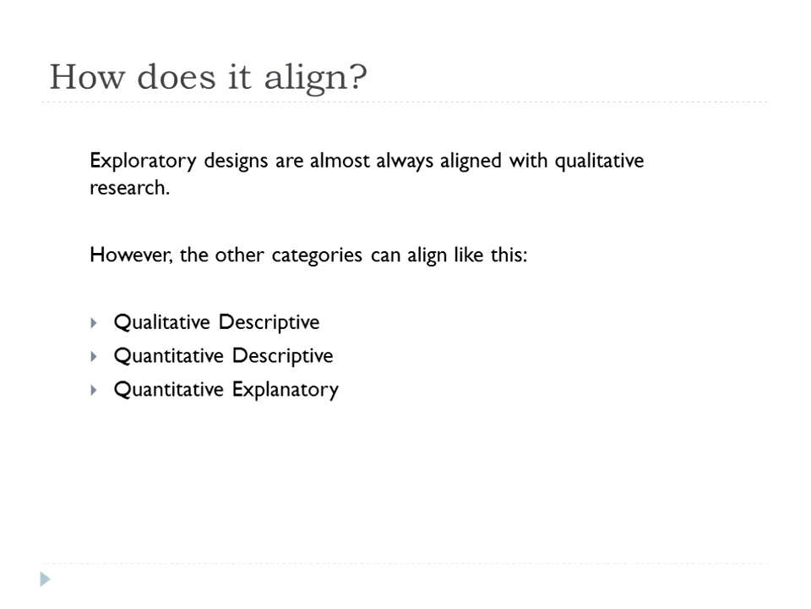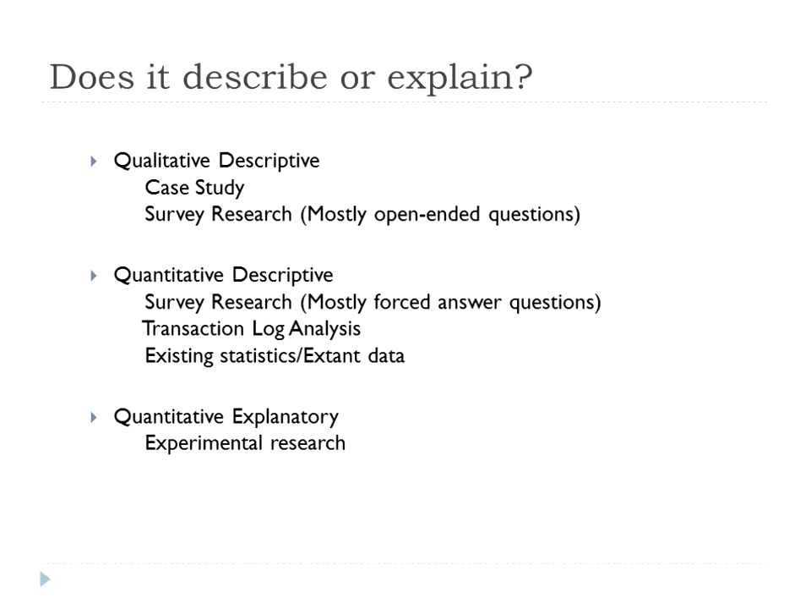Now, on the other hand, if you start to describe things in some detail, then your research design might fall into these other categories. You can have qualitative descriptive studies. You can have quantitative descriptive studies. And you can have quantitative explanatory studies. How does that tie to what we talked about today?